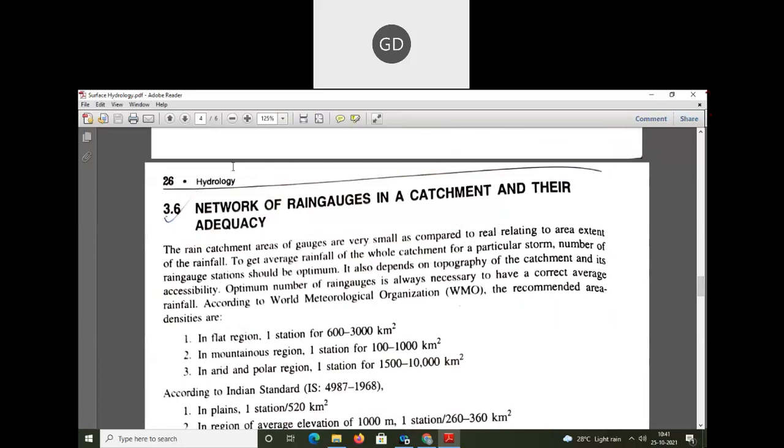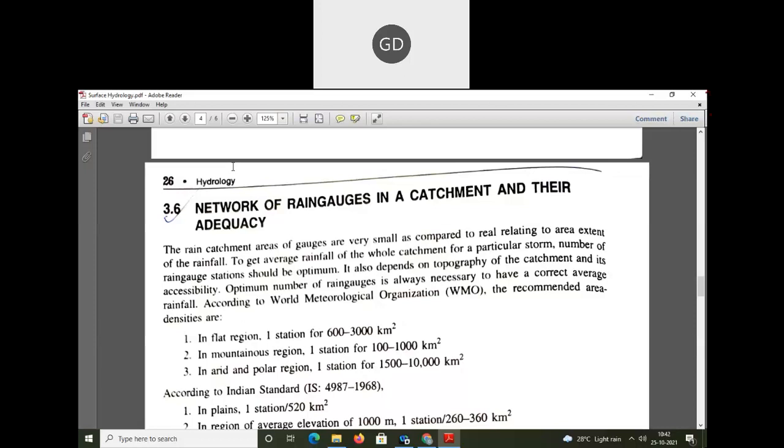Here you see, there are certain recommended area densities for these rain gauges according to the World Meteorological Organization. There are certain areas and densities for the network of rain gauges in a catchment and their adequacy. The catchment areas of gauges are very small relative to the area extent of the rainfall, and to get the average rainfall of the whole catchment for a particular storm, the number of rain gauge stations should be optimum. It also depends upon the topography of the catchment and its accessibility.